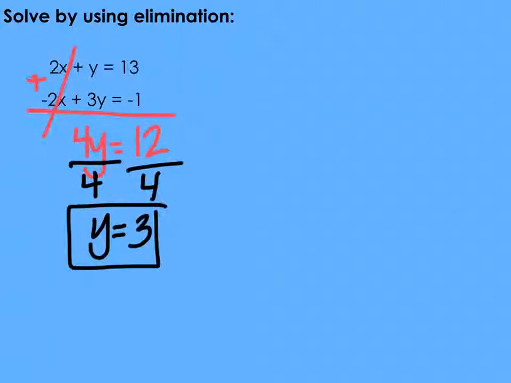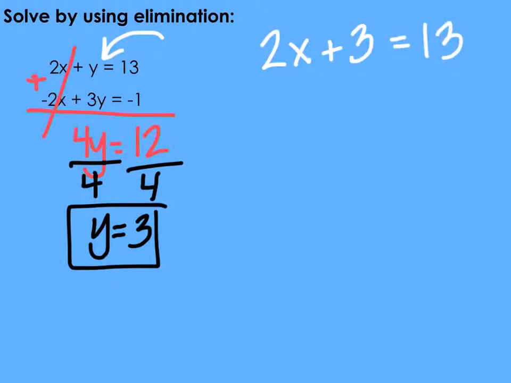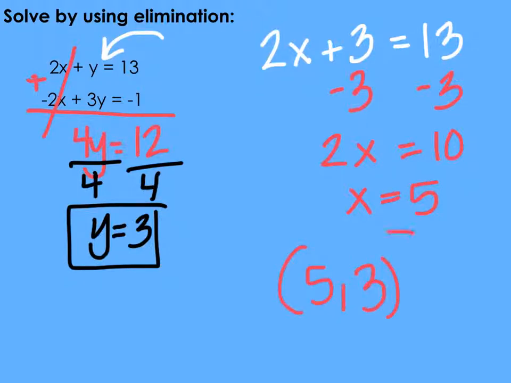Now that I know what y is, I can plug it back into the original, so 2x plus 3 equals 13. I can solve this, so subtract 3 from both sides, that gives me 2x equals 10, and now I know x is 5. So I get an ordered pair 5, 3. Notice this technique is much faster than the substitution we were doing yesterday.